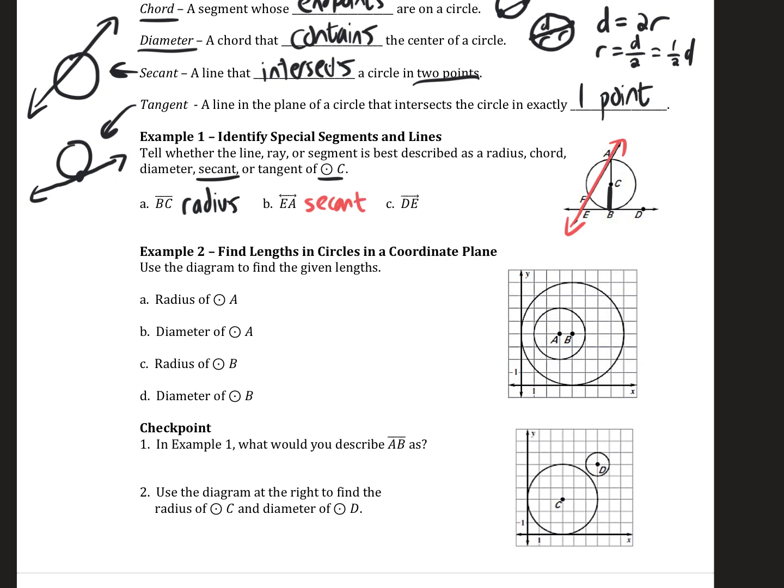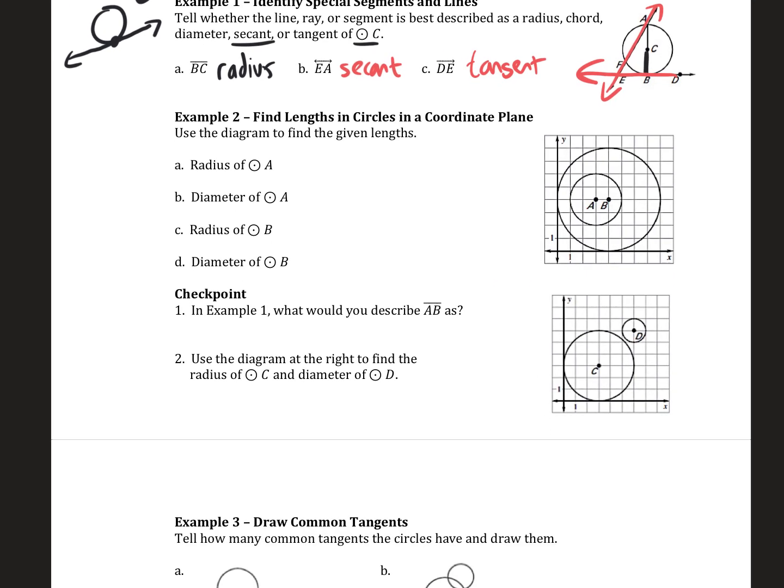How about DE? DE goes like this. It is a ray, but rays could also be other things too. So this is a ray because it starts at D and goes to the left. How many times does it touch the circle? Touch the circle once. What do you think this is going to be? This is going to be a tangent because it only touches the circle once, and it goes on kind of forever. You can have a line segment that's a tangent too, but the definition says a line, but it could be a line, ray, segment, anything like that. Okay? All right, example 2.